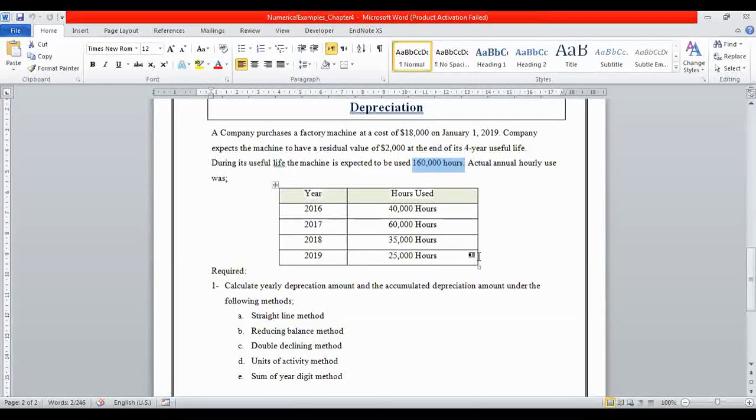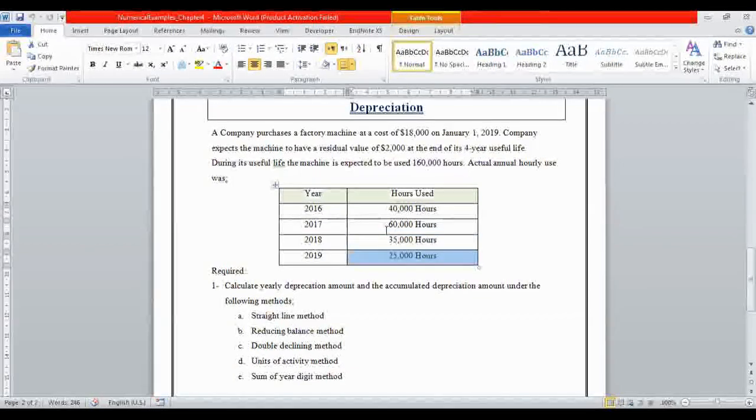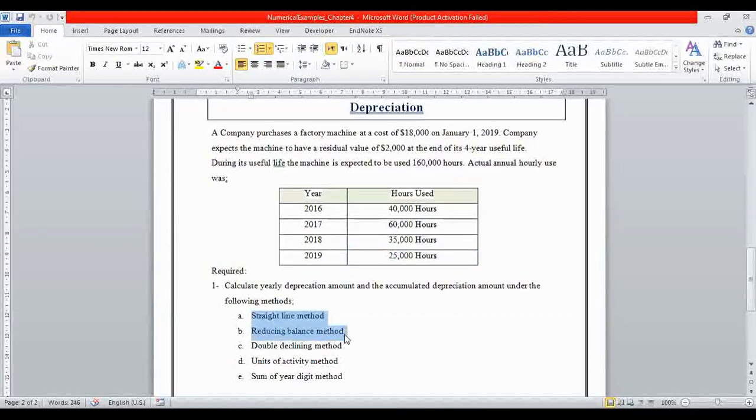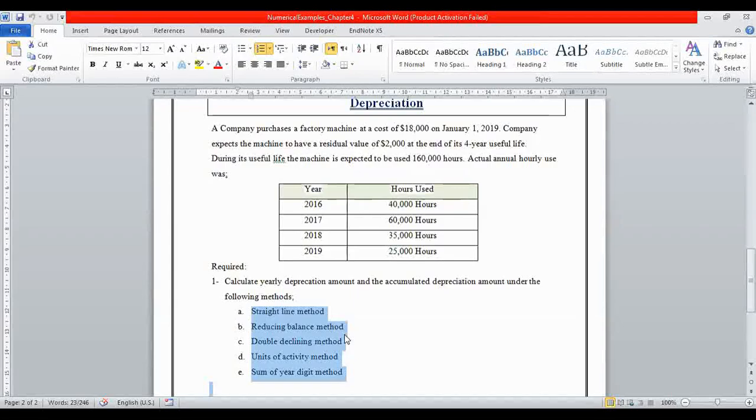And this company is using this machine in 2016 for 40,000 hours. In 2017, they are using it 60,000. In 2018, 35,000, and in 2019, 25,000. So the company is using this machine according to this schedule. We are required to calculate depreciation using these 4-5 different methods for this company. Let's try to do this example on the Excel sheet.